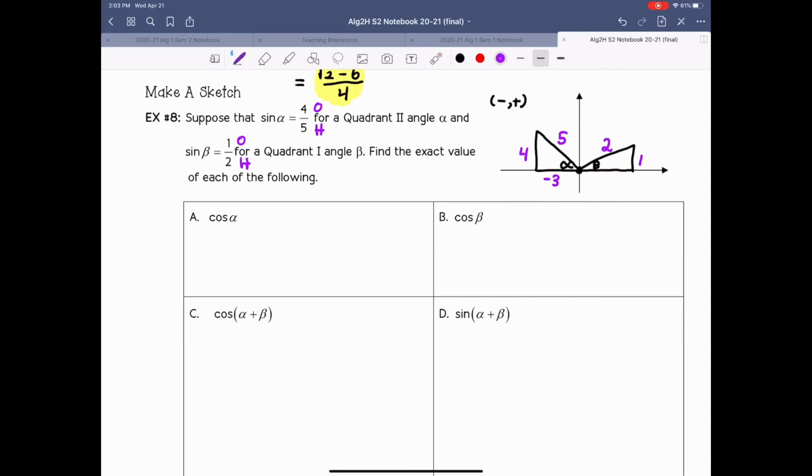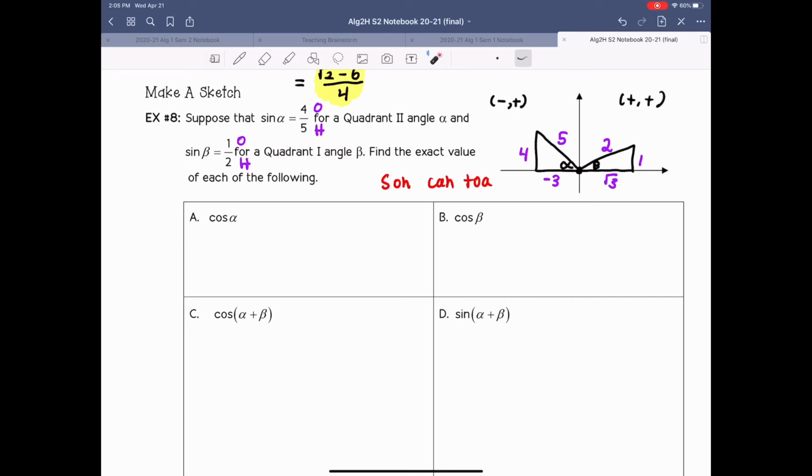So the bottom of this triangle is going to be the square root of 3. And we know in quadrant 1, both x's and y's are positive. So that is appropriate to be the square root of 3. Now, using this information, we're just going to follow along with SOHCAHTOA to figure out what these trigonometric values are equal to. So let's go ahead and start with part A, the cosine of alpha.